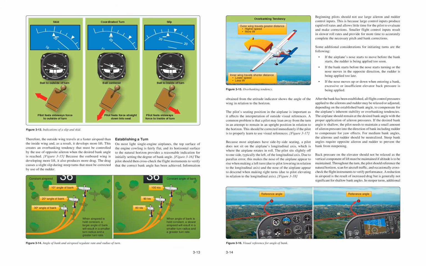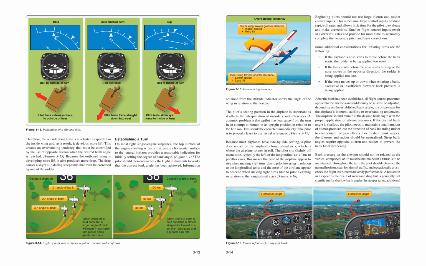Overbanking tendency. Outer wing travels greater distance, higher speed, more lift. Inner wing travels shorter distance, lower speed, less lift. Figure 3-15. Overbanking tendency.